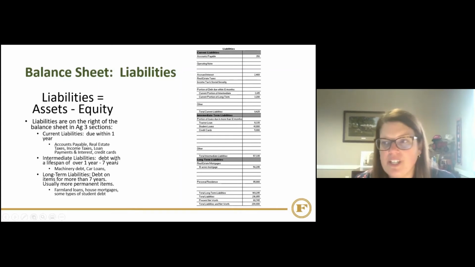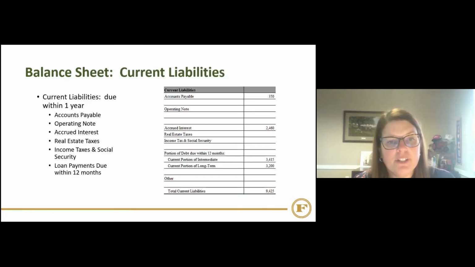So you have your 3 sections, your current, your intermediate, and long-term. So let's talk about your current liabilities. Current liabilities are due within the next 12 months. They include things like accounts payable, operating notes, accrued interest, real estate taxes, income taxes and Social Security owed, and any loan payments due within a year. Accounts payable were used in the accrual adjustments on the income statements, if you recall. Those are the items and services that you have used but not yet paid.